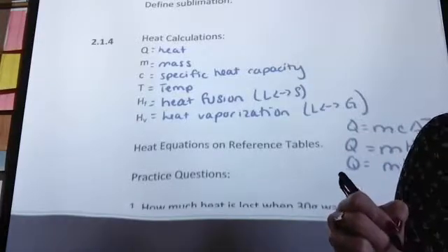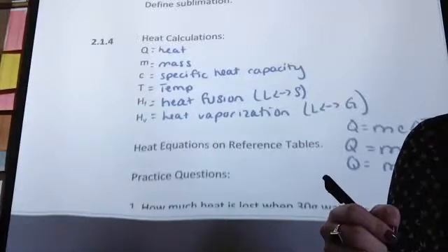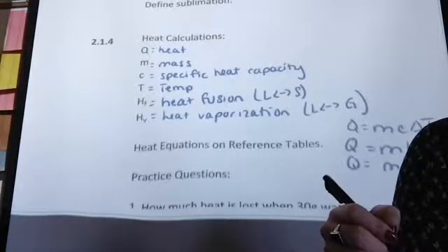Q is heat and it's measured in joules. Mass is M and it's measured in grams. C is specific heat, which is on the front of your reference tables. T is temperature.